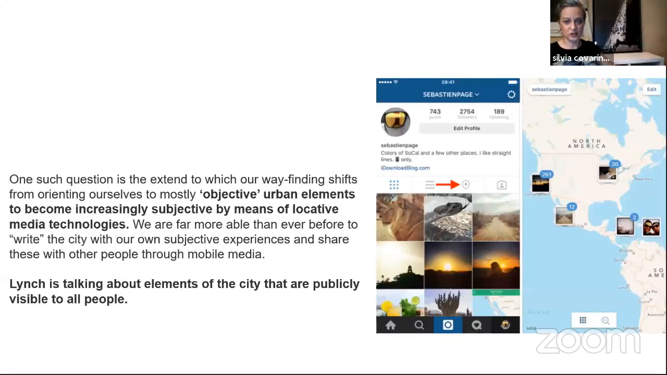this digital application. Another issue is the connection to the place, and connecting the place with the image of the place. For example, the use of Instagram to share your location, to reconnect all the places where you passed, or your routes, or your day, or your holiday, or your leisure time. Okay, and objectively, the urban elements become increasingly subjective by means of locative media technology.